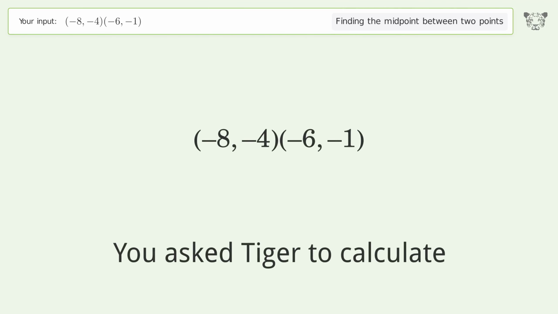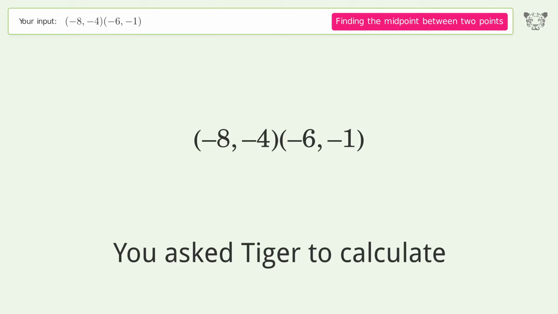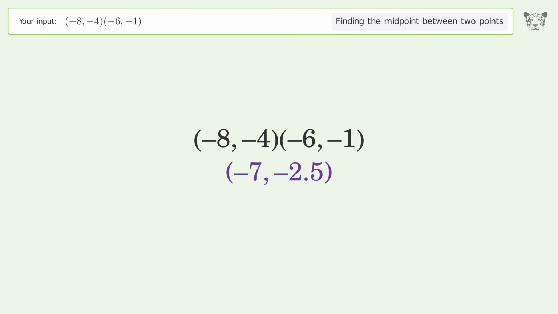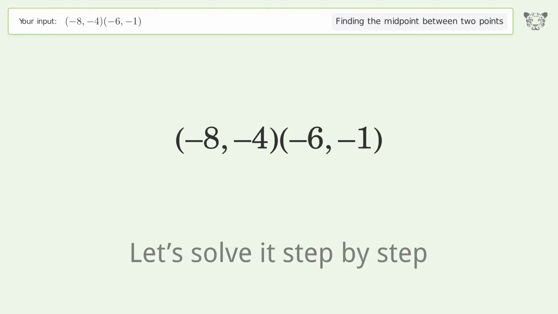You ask Tiger to calculate. This deals with finding the midpoint between 2 points. The midpoint between the 2 points is -7, -2.5. Let's solve it step by step. Plot the 2 points and calculate the midpoint using the formula.